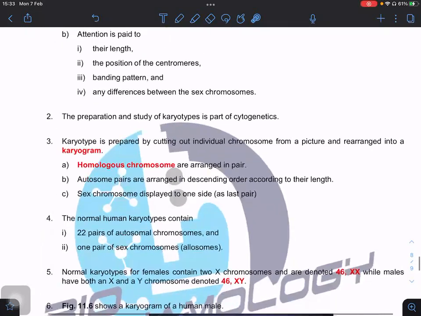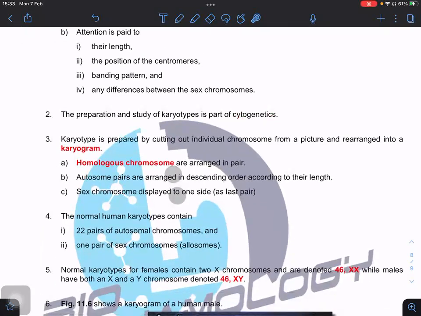So the preparation and study of karyotype is a part of cytogenetics. Cyto means cells, so it's cell genetics, okay? So a karyotype is prepared by cutting out individual chromosomes from a picture and rearranging them into the karyogram. Homologous chromosomes are arranged in pairs. Autosome pairs are arranged in descending order according to length, and sex chromosomes are displayed at one side.